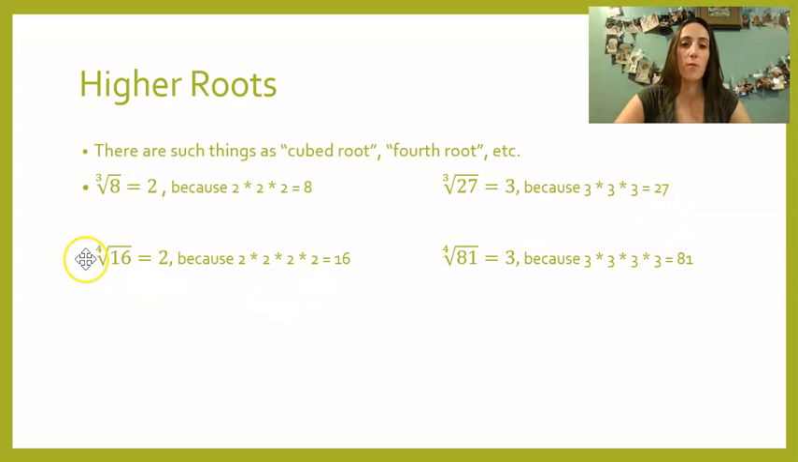It's very similar with a fourth root, but now we're looking for a number that we multiply by itself 4 times to get our radicand. So the fourth root of 16 is 2, because 2 times 2 times 2 times 2 is 16. I multiplied that 2 4 times. And then the fourth root of 81 is 3, and I know that because 3 times 3 times 3 times 3 is going to give me 81.